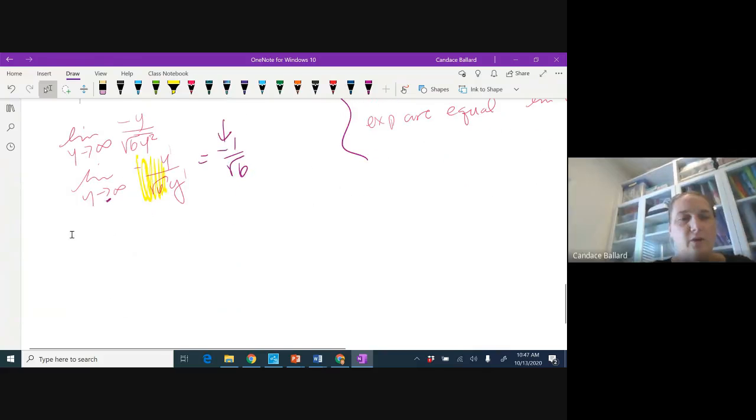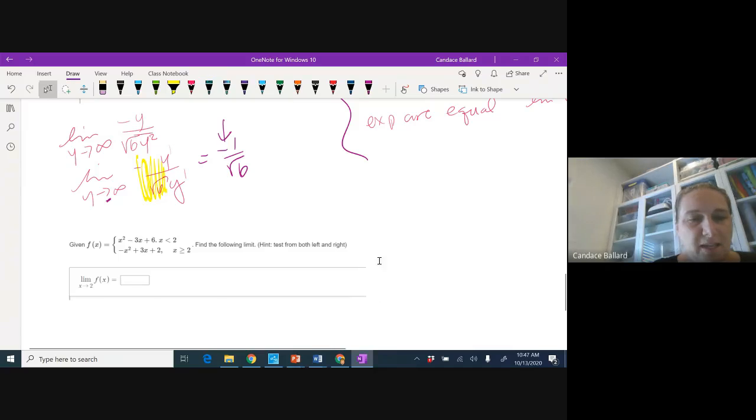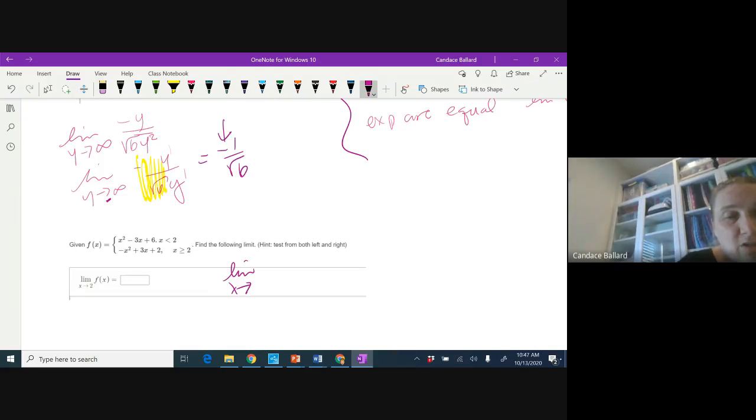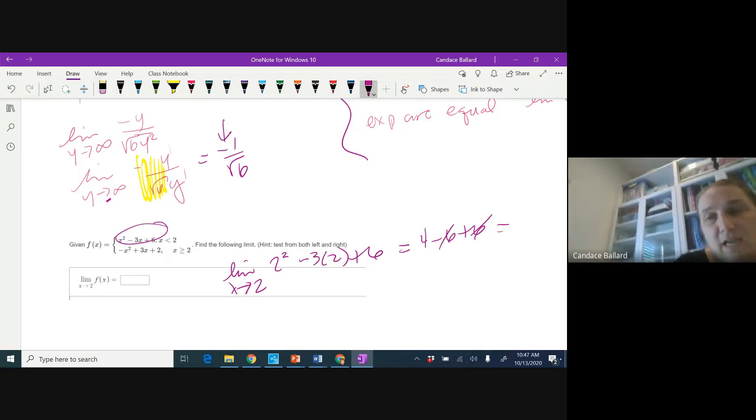All right, here we go. We're going to do the next one, 11. It says the limit as x is approaching 2. I technically need to go in from both sides. It even gives me a hint. It won't give us the hint tomorrow on the test: test from both the left and the right. So we've got the limit as x approaches 2, and I'm going to sub into the top one. 2 squared minus 3 times 2 plus 6. So we've got 4 minus 6 plus 6. Those are going to cancel. I got 4.